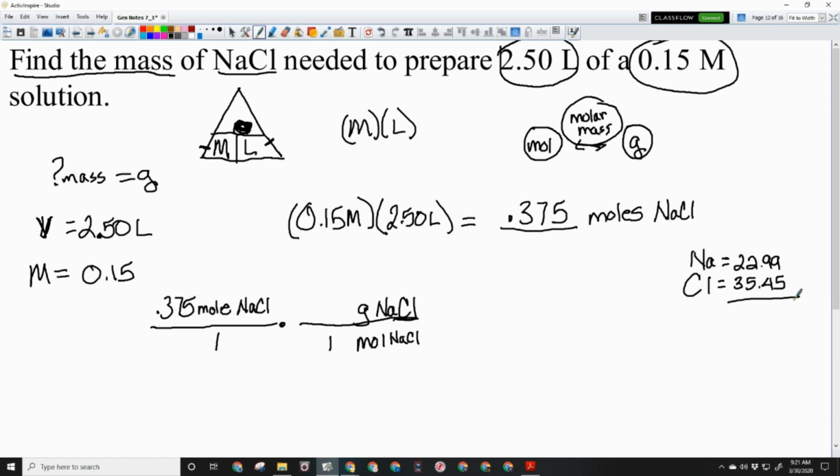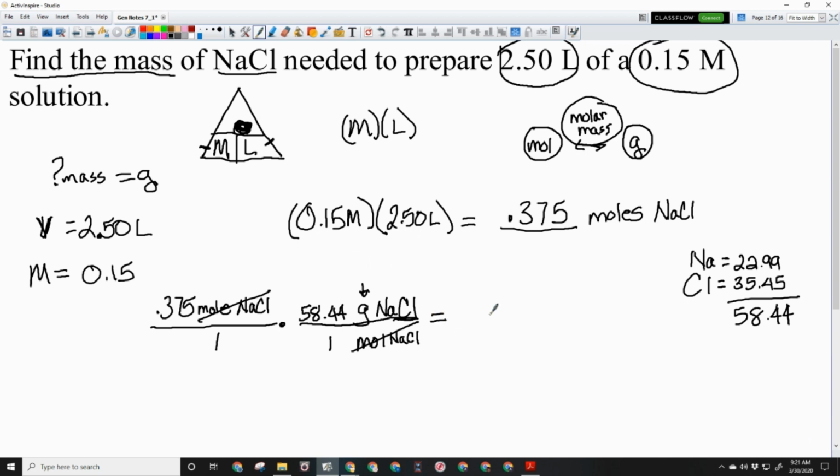That's going to give us 58.44. So 1 mole of salt is 58.44 grams. Okay, cancel what you can cancel. We can cancel moles with moles. That's going to leave us with grams. We want to find the mass, so that's the unit we want, grams. So we can stop here. We don't have to do any more conversion factors. We can multiply this out.